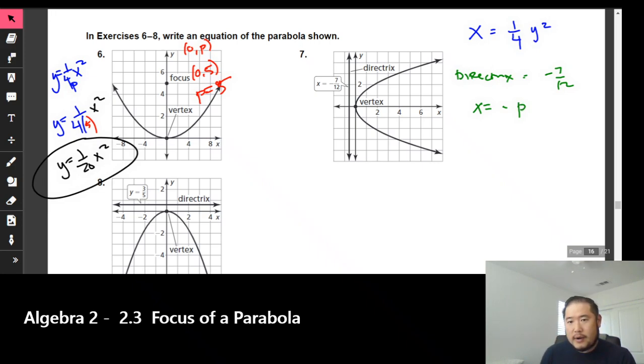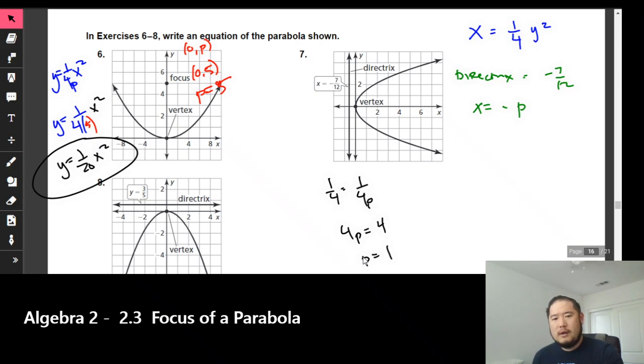Let's take right here, I know that we have this 1/4, which is your A term, and let me go ahead and put right here, our A term is supposed to be equal to 1 over 4p. So this will allow us to figure out what p is. I've got 4p is equal to 4, and p is equal to 1. So what we could say right here is this. For our directrix, I can go ahead and say that x is equal to negative p.